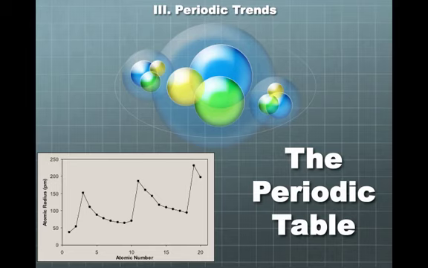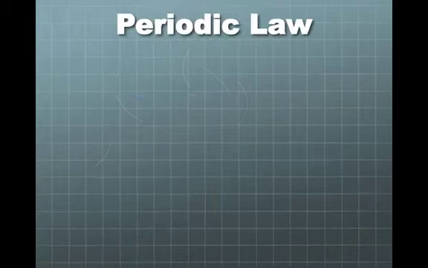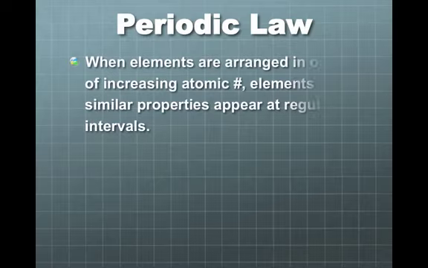Alright, let's talk about the periodic table in terms of periodic trends. Well, what is a trend? A trend is something that we can observe in things that have similar properties. And periodic trends are just like that. But before we talk about the periodic trends, let's talk a little bit about the periodic law.